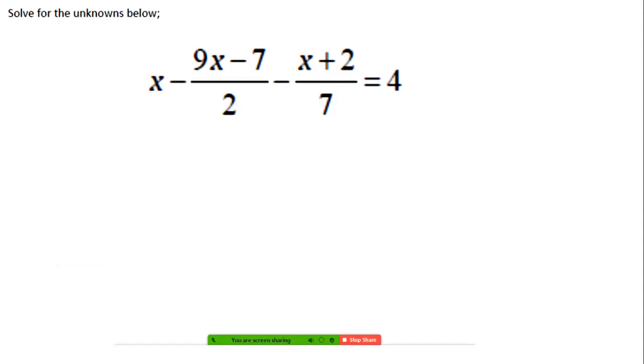To solve this question, I'm going to multiply all terms by the LCM of 2 and 7 to simplify the denominators. We can make the same denominator, do the operations, then cross multiply and find x, which is alright too, but I prefer to simplify denominators. So I will multiply all terms by 14.